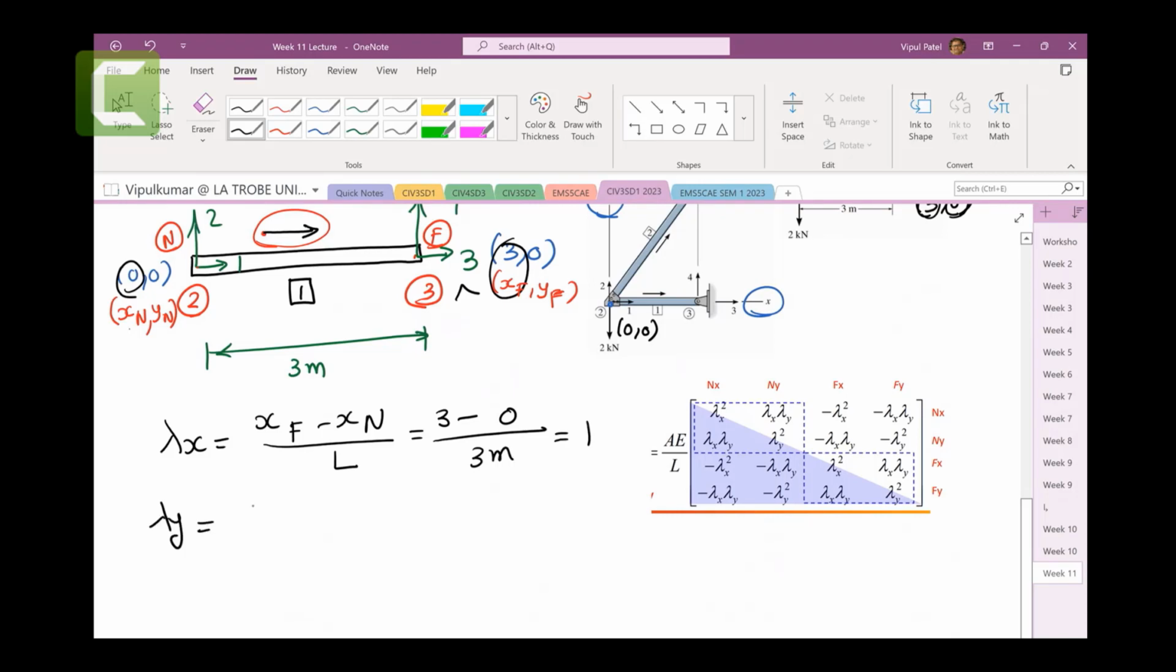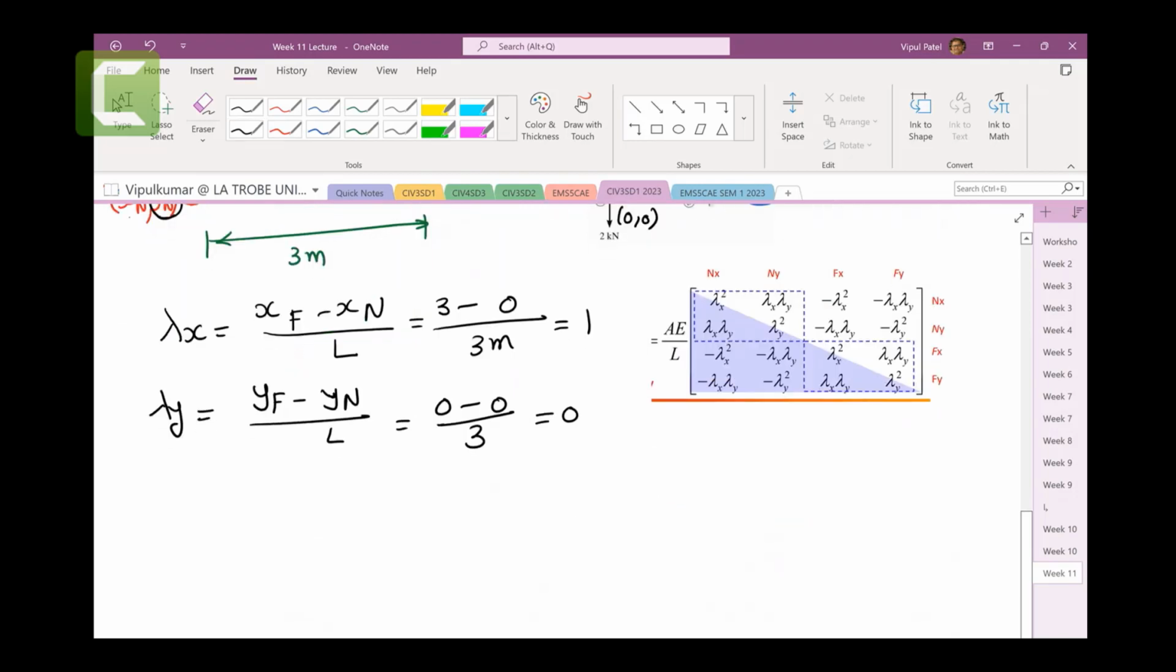Lambda y is the y coordinate of the far node minus the y coordinate of the near node over length L. So the y coordinate of the far node is 0. The y coordinate of the near node is 0, over length 3, which is 0. So lambda x and lambda y are calculated. Now let's do the K1. K1 is equal to AE over L. I'm just copying it from here.